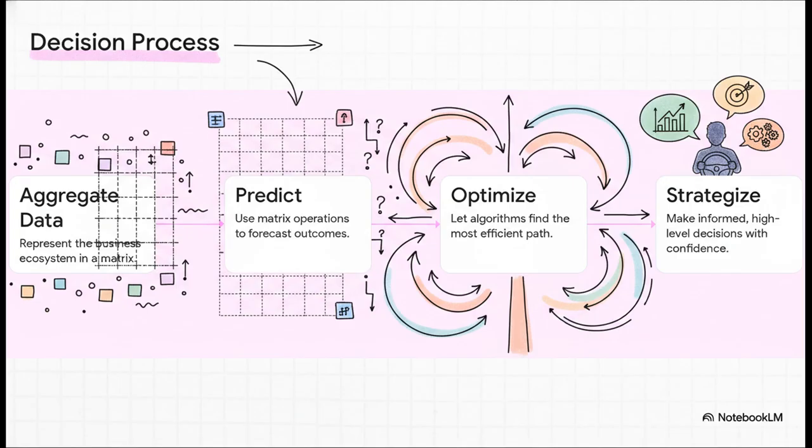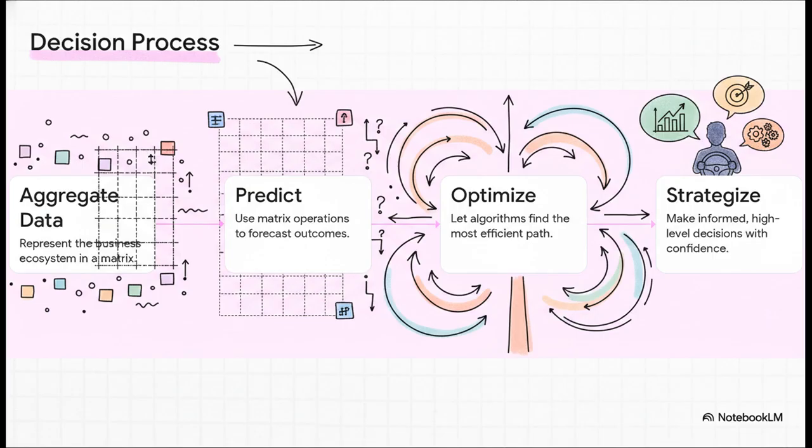Let's break it down. Step 1, data aggregation. That's a fancy way of saying you take all the chaotic, messy, unstructured data from the real world and you organize it into a nice, clean, structured matrix. Step 2 is predictive analytics. This is where you apply those matrix operations to forecast what might happen in the future. This includes powerful techniques like linear regression, whose formulas, by the way, are expressed beautifully and efficiently using matrix algebra.